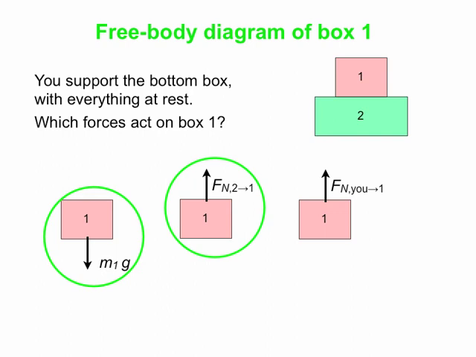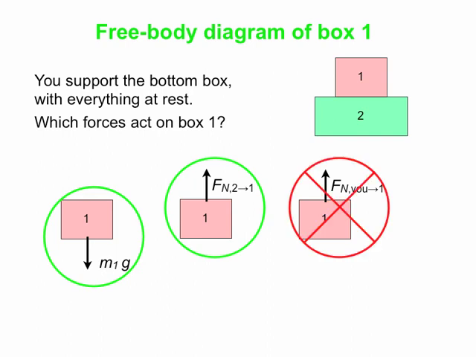There is certainly also an upward normal force applied by box 2 on box number 1. You always get a normal force when you have contact between objects. So box 1 is clearly in contact with box 2. The Earth is trying to pull box 1 down. Box 2 is preventing box 1 from falling down by applying this upward normal force.